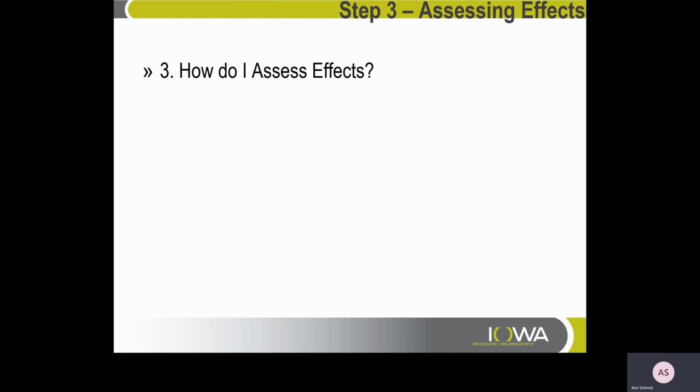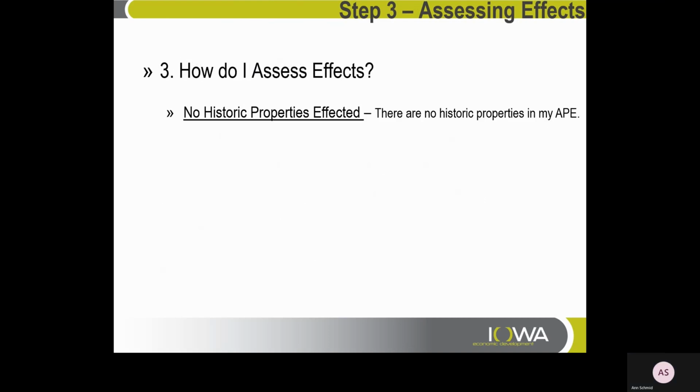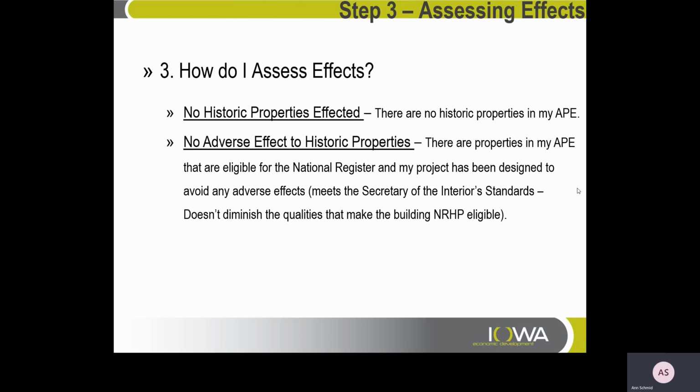How do you assess those effects? For no historic properties affected, there are no historic properties within your area of potential effects. You've drawn your map, you've looked at your resources, nothing is eligible for the National Register. Your finding is no historic properties affected.